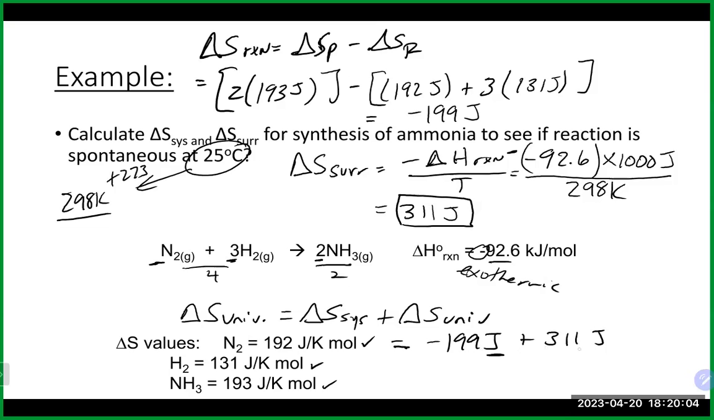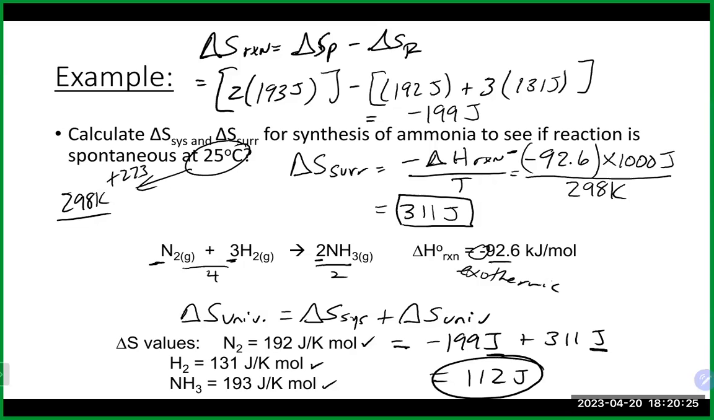Once again, if you did not convert, you need to do a conversion at this point into one of the units, whatever way you want to go. But once again, S is usually in joules. So minus 199 plus 311 is going to give us 112 joules, positive, in this case.